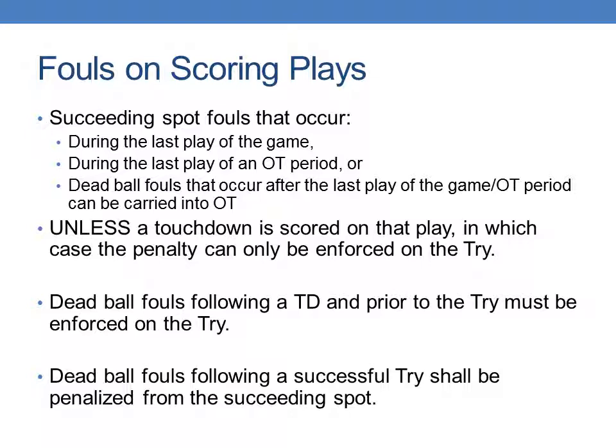So it's important to note that if that foul occurs on a touchdown or prior to the try, the only enforcement option is to enforce that penalty on the try. Once the try has started, if the try is successful and we have a foul by B, or the try has been successful and we have a dead ball foul by either team, those penalties can be carried over to the succeeding spot.